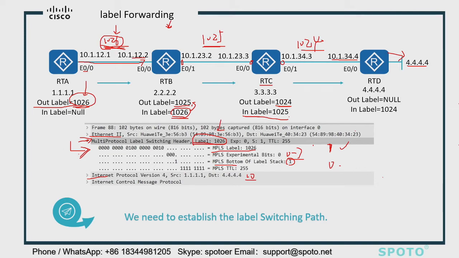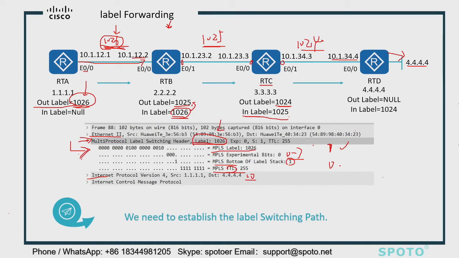And for this one, MPLS TTL. This value means time to live, as most of you learned in the IP header. You just need to remember TTL is used to prevent loops, and the default value is 255. When the packet is transmitted through one router, the value will be decreased by 1. So if the value is 0, it means the packet is dead. Okay, so this is about the MPLS packet.